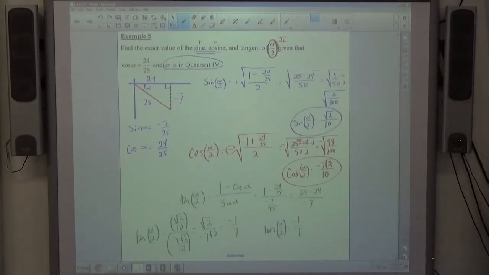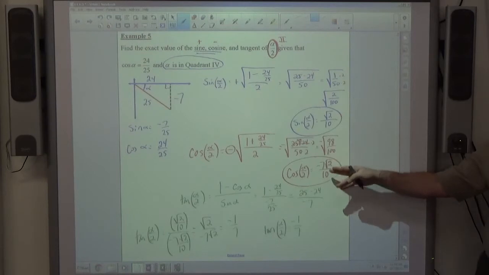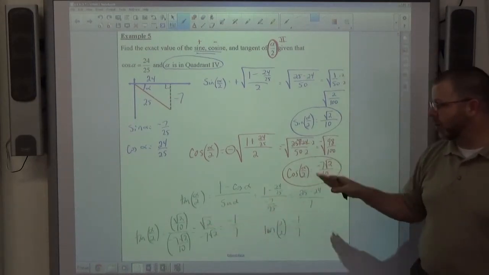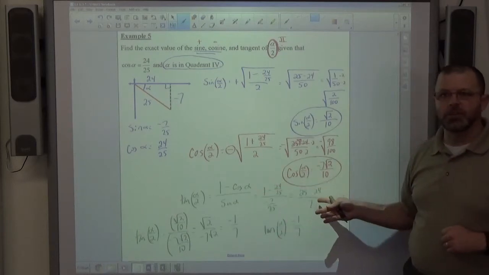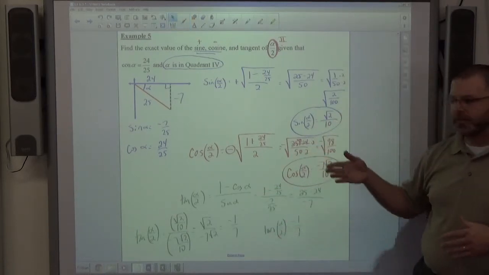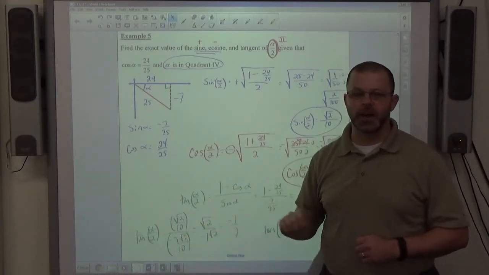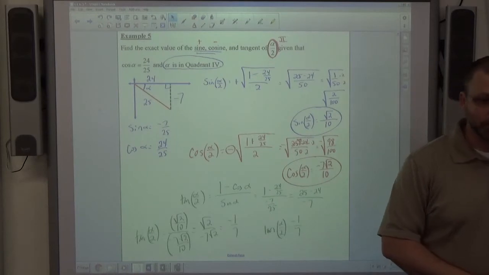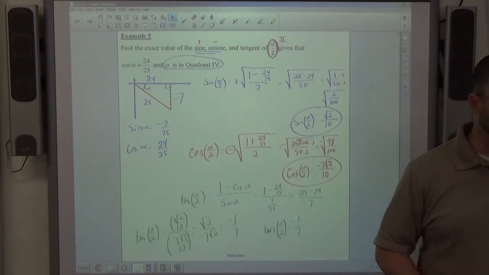That always works. So if you have to find all three, I don't have a problem with you just finding tangent that way. But if all you have to do is find tangent, it's easy enough, just use the identity. If you have to find all three, if you've already found sine and cosine, by all means, if you want to do it this way, that's fine. I do want you to practice this occasionally, though, just to make sure you have that in your bag of tricks when you're trying to do these problems.